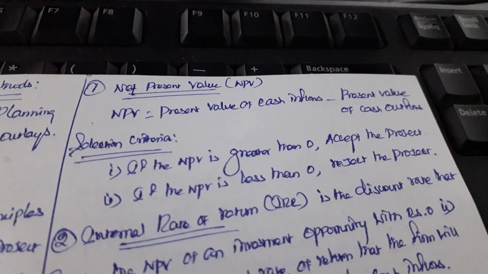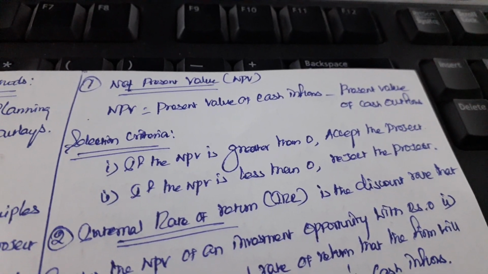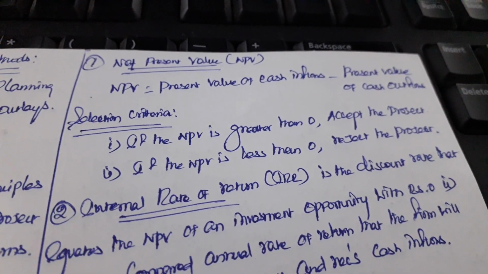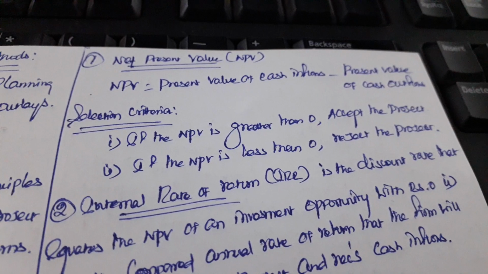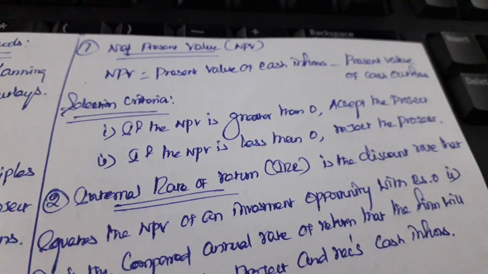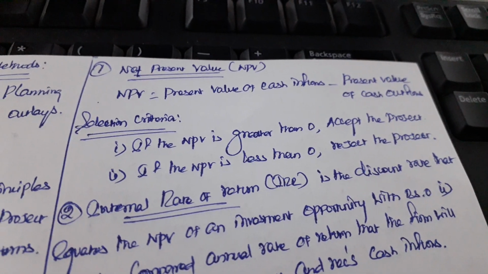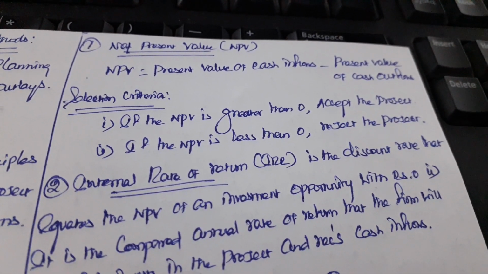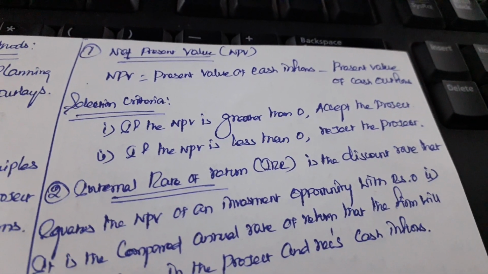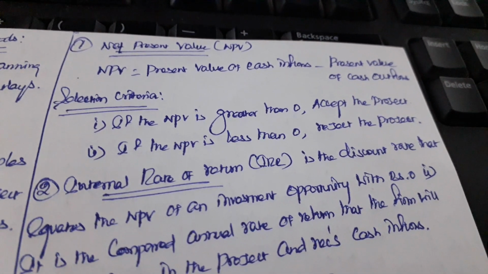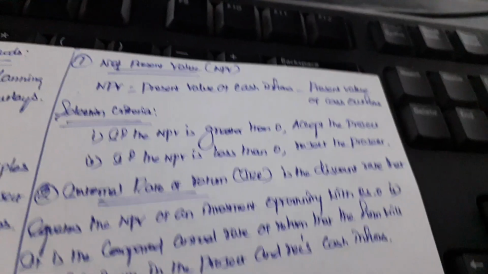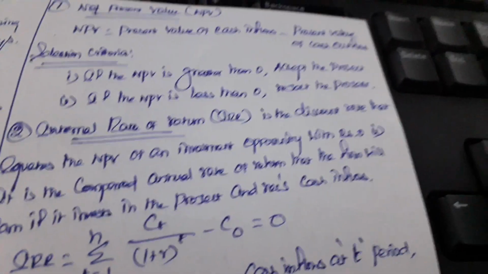First one is the net present value, or else called NPV. So NPV equals present value of cash inflows minus present value of cash outflows. This difference is the NPV. Selection criteria: if the NPV is greater than 0, accept the project. If the NPV is less than 0, reject the project. It is the project selection criteria of NPV.